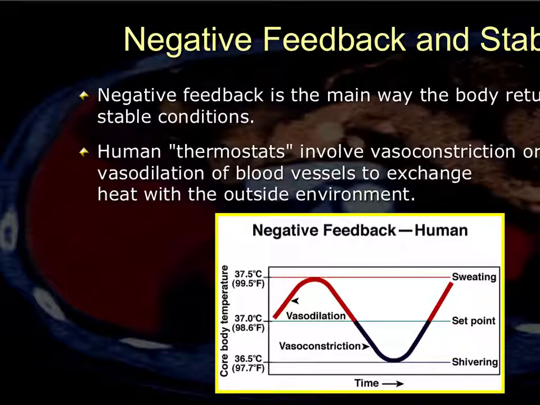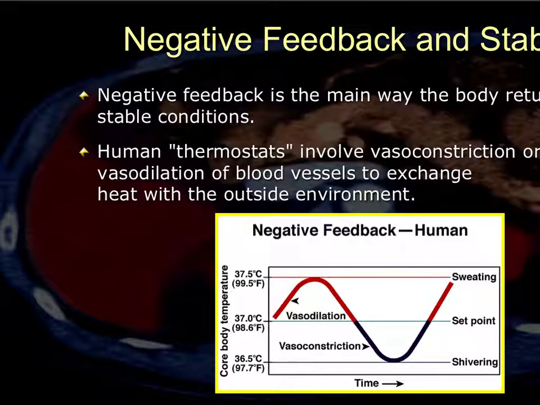It works the opposite direction too. So now our temperature is too low. Now it's 36.5. We're below our set point. The control center is going to see that, and it's going to cause things to happen to bring us again back to that set point, but now we're raising the temperature. But both of those are considered negative feedback because we're returning back to what's normal. So negative feedback is returning back to what's normal.